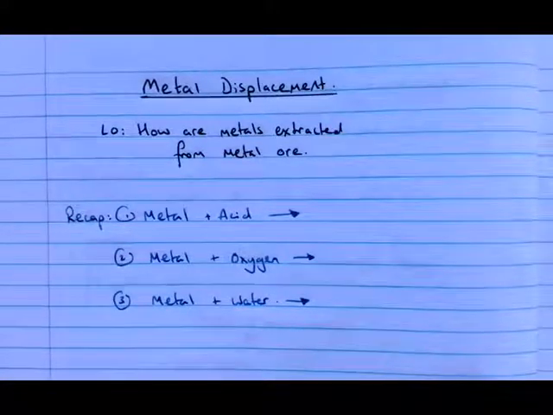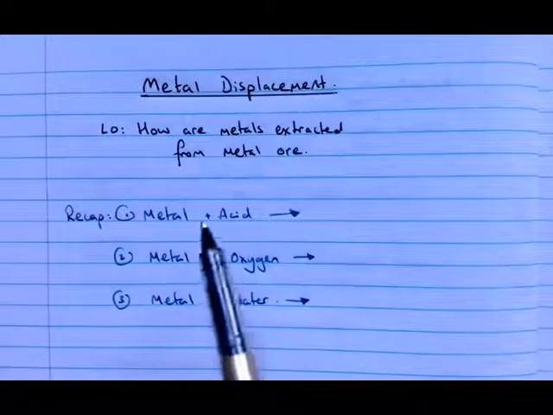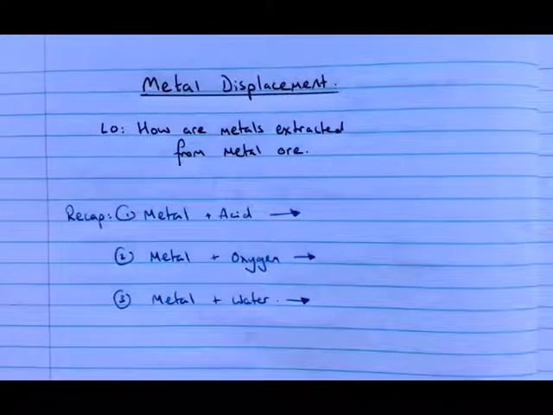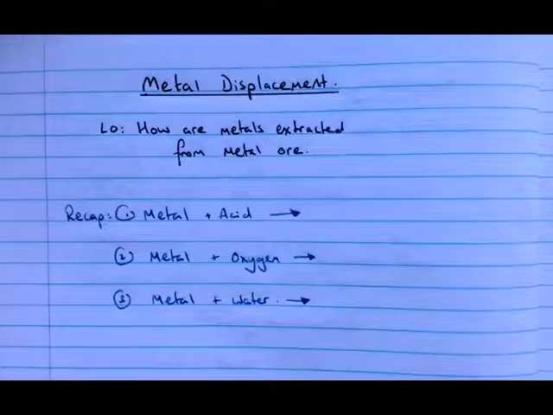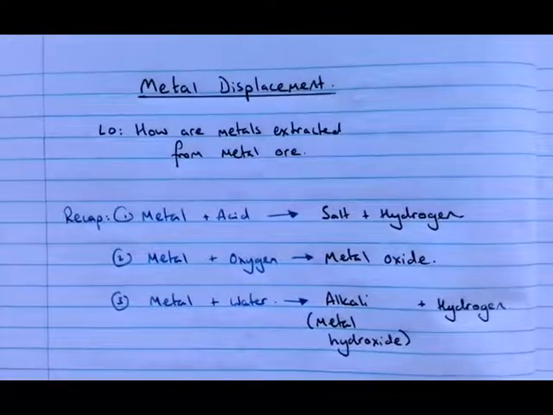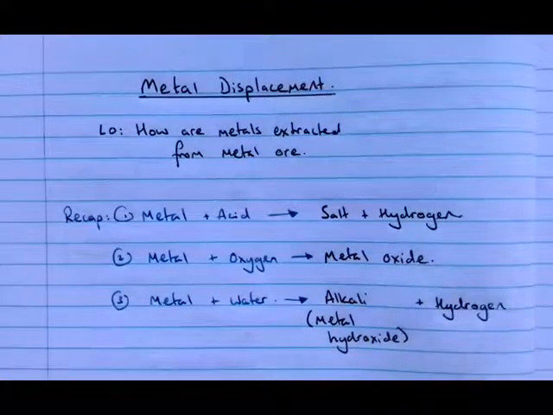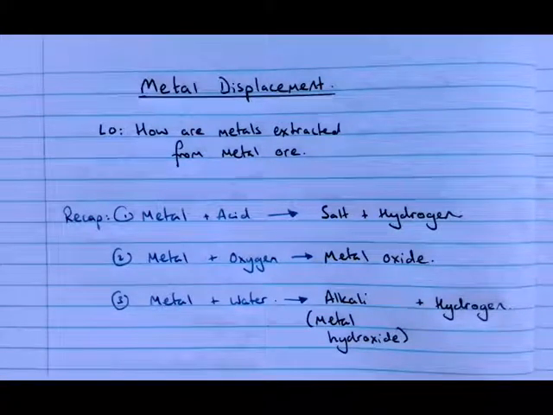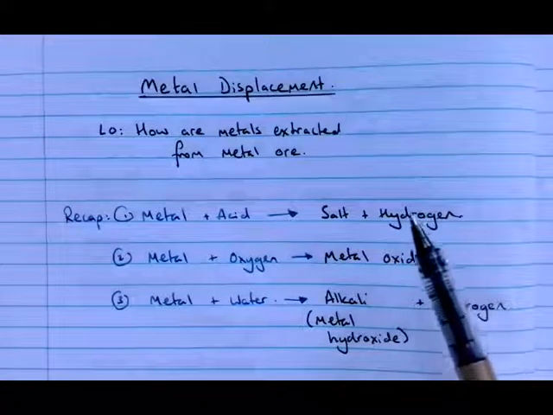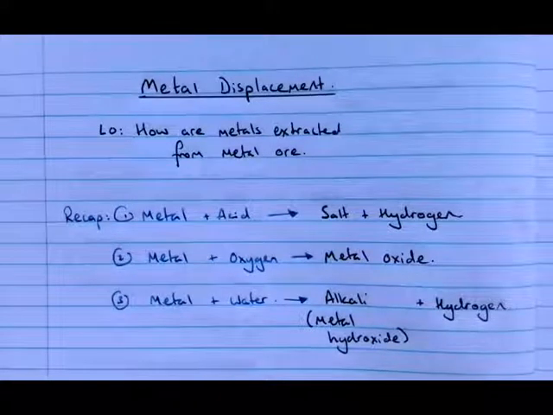But before we get onto that, quickly now pause the video and write down the products from each of these three reactions. Okay, so those are the products that you should have got. One other question would be, how would you test to see that hydrogen was given off? You would put a lit splint over a test tube containing the gas, and it would make a popping sound if it contained hydrogen.